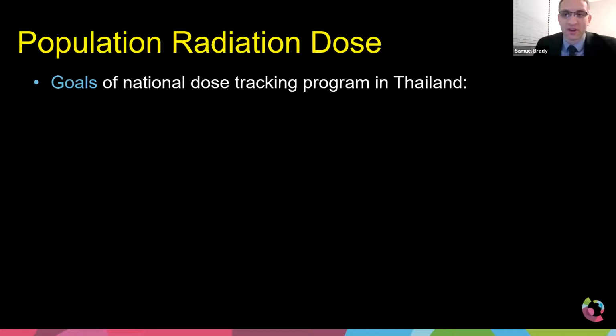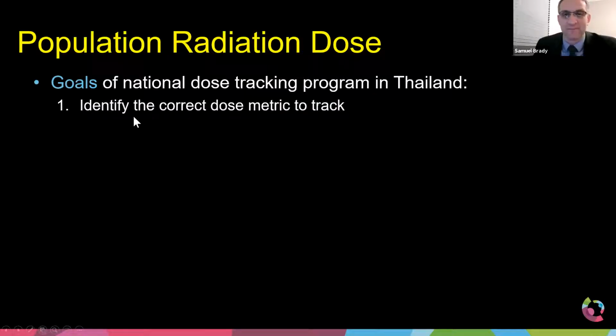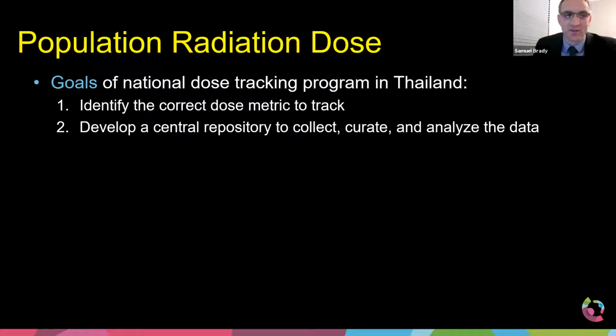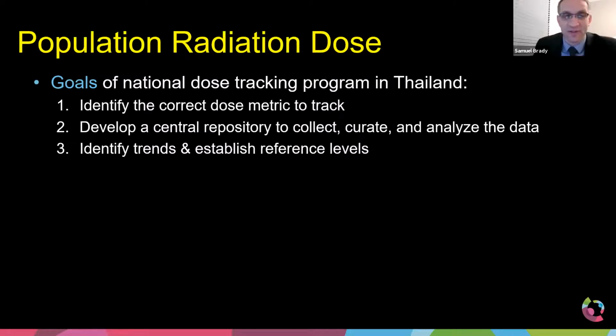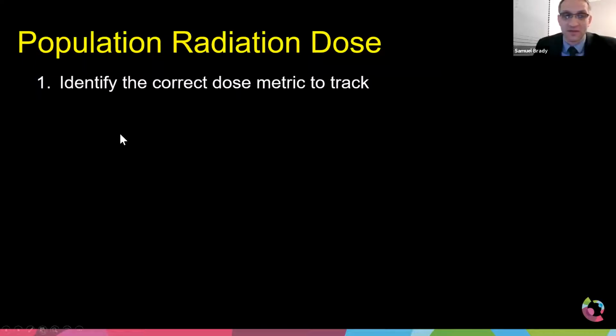So let's talk about some of the goals that we have for setting up the National Dose Tracking Program in Thailand. And you've been doing this now for several years. You need to identify the correct dose metrics to track. We need to develop a central repository to collect, curate, and analyze this data. We need to identify trends and establish the reference levels. And then, probably most importantly, we need to go back and educate. We need to educate the end user, the various hospitals all over Thailand, and then we need to monitor response. So let's go through each of these 5 steps individually.